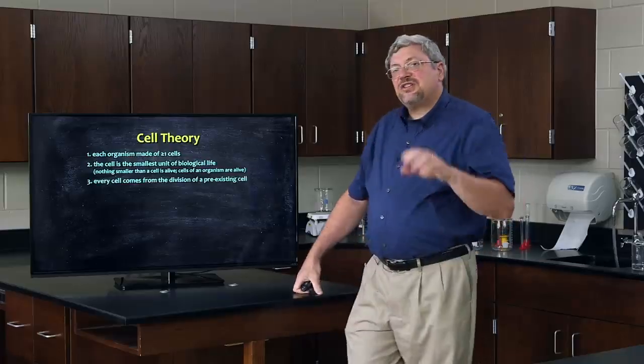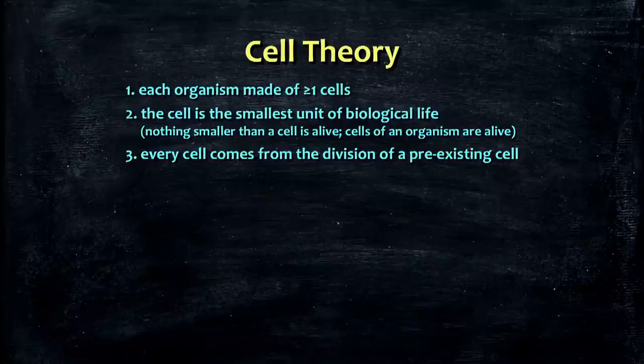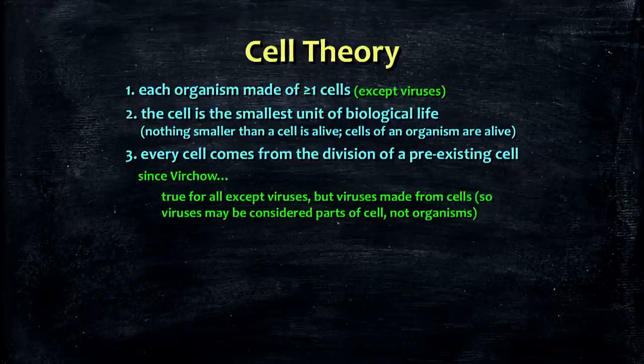Third claim is that every cell comes from another cell. A cell divides to produce a new cell, that cells come only from pre-existing cells. Virchow basically made all of these claims and introduced these claims as cell theory. Since the time of Virchow, for the past couple hundred years, we have verified each of these, except for a bit of a variation. We have discovered, more recently, the existence of things called viruses.